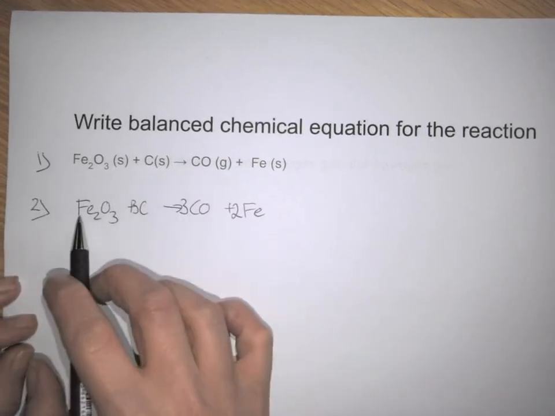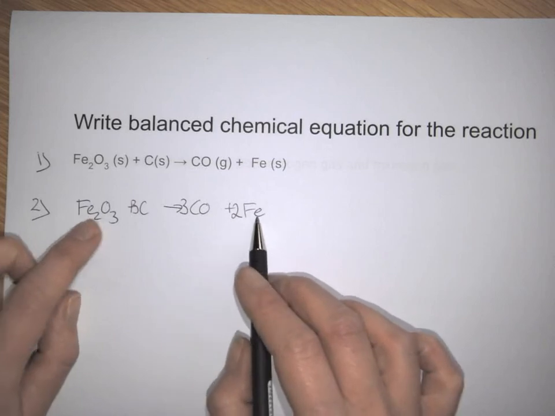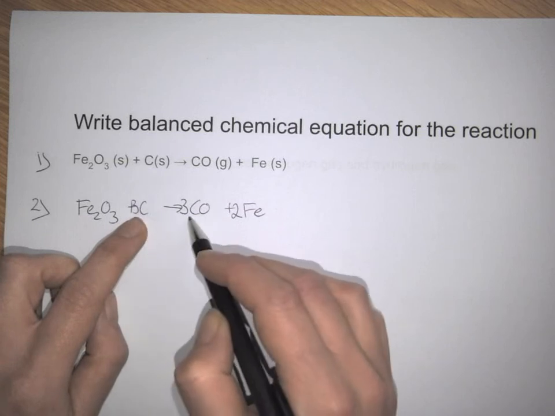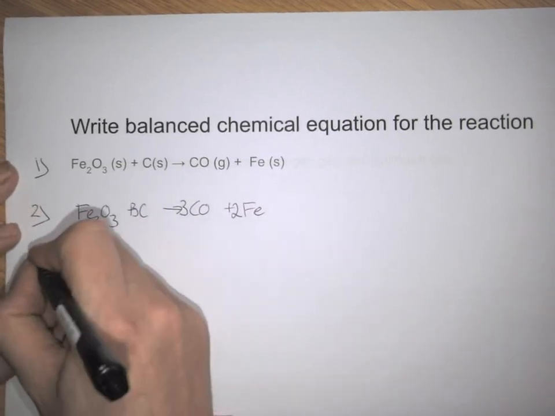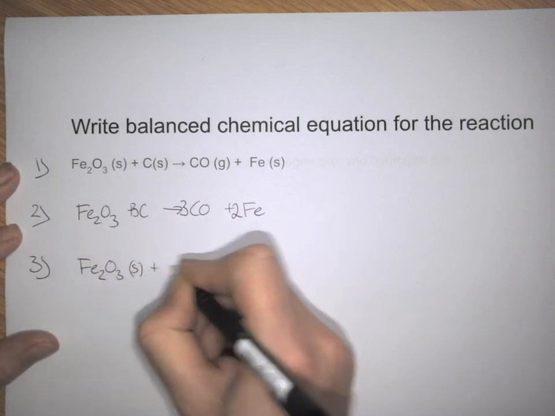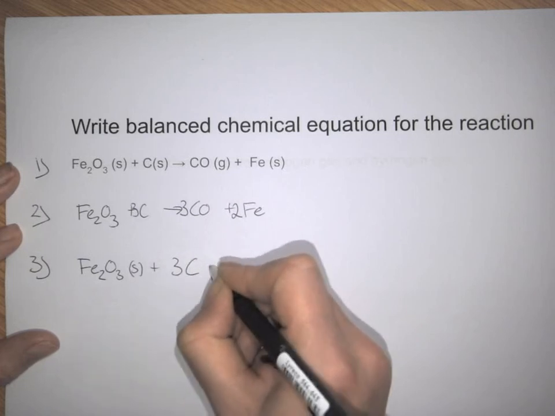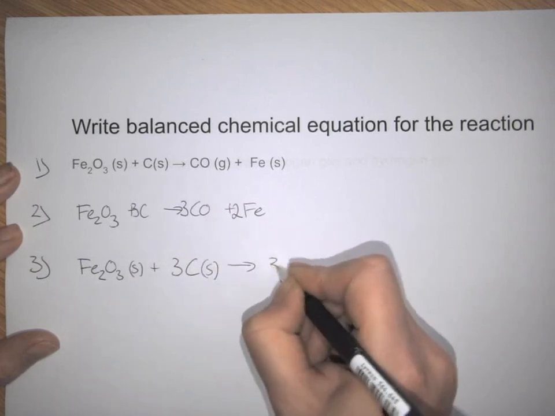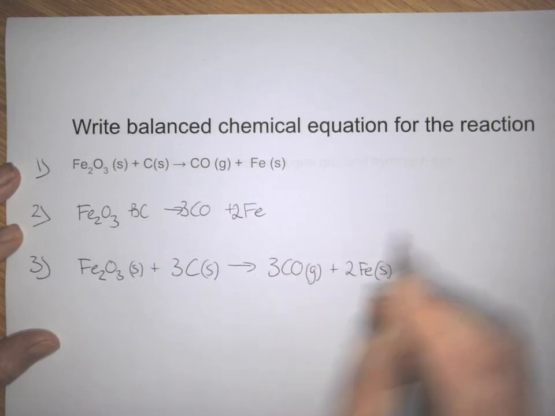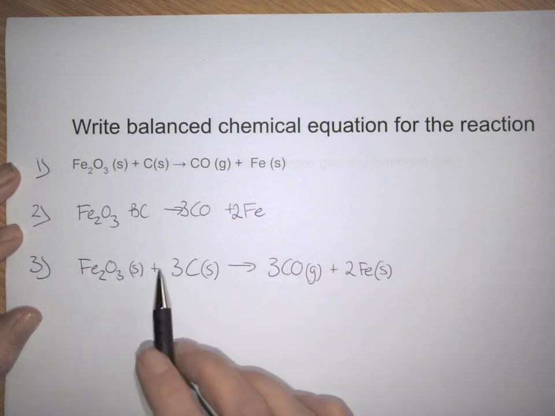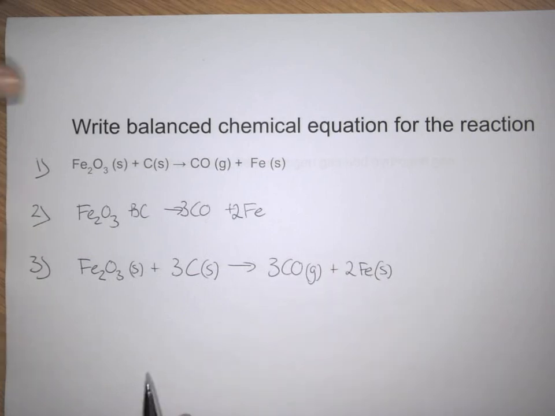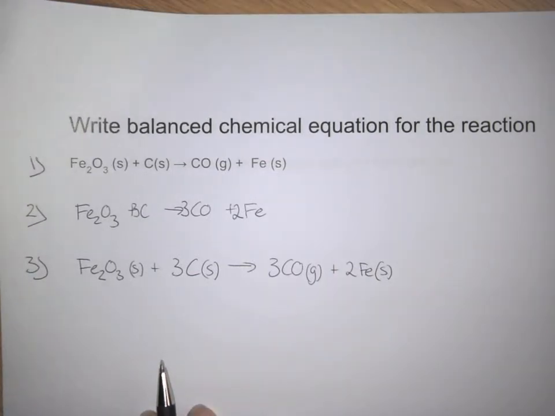Okay, double check one more time. 2 iron, 2 iron, 3 oxygen, 3 oxygen, 3 carbon, and 3 carbon. Well, now we're done. So now we can write the third step with the state symbol. Yes, so now we see iron oxide will react with carbon in solid state, creating carbon monoxide and iron. That is when we have been given chemical symbols.